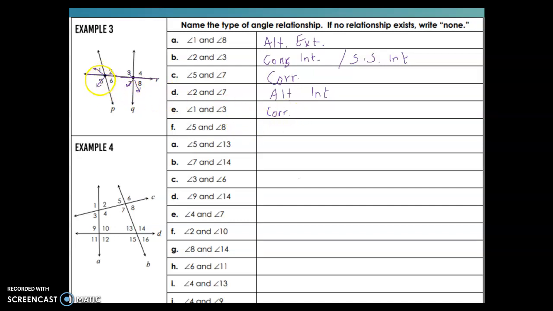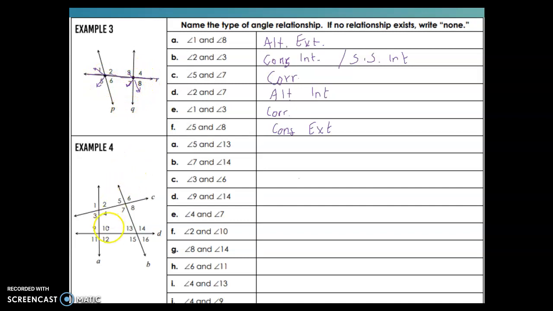5 and 8, here's 5 and here's 8. I notice that they're both on the outside. It kind of looks like an H. So on the outside of the H, or the outside of the intersected lines, that makes them exterior angles. And they are on the same side of the transversal, so they are consecutive exterior angles. They're both down underneath that transversal.